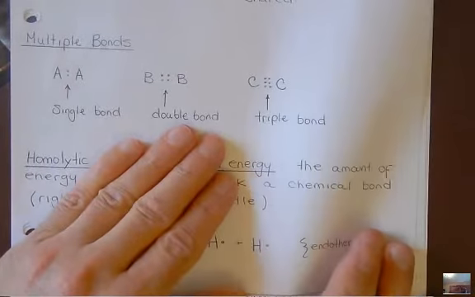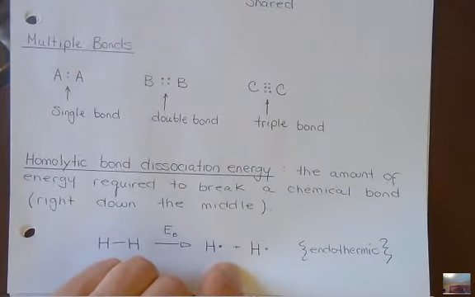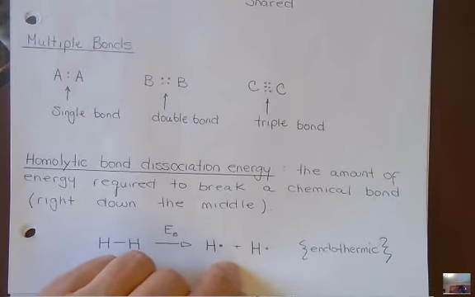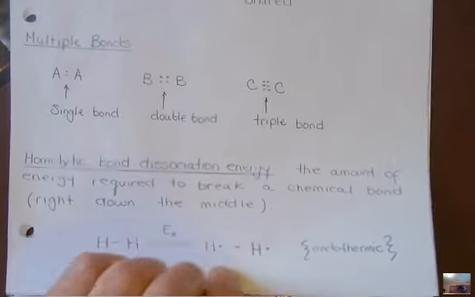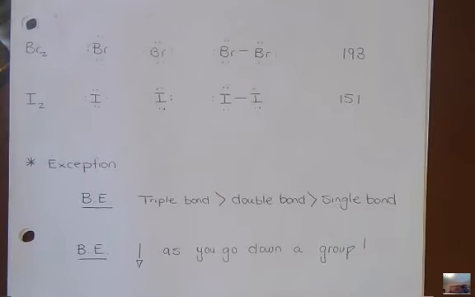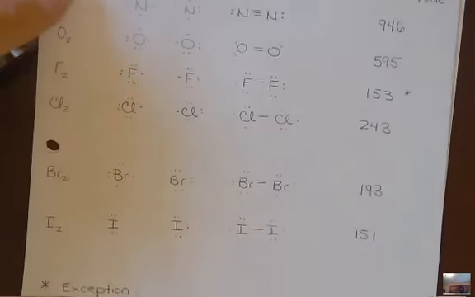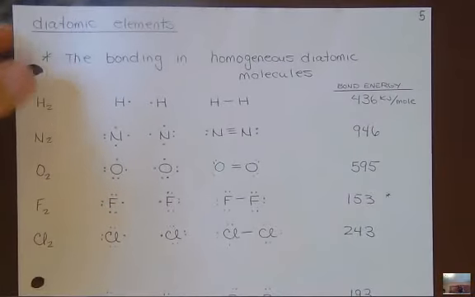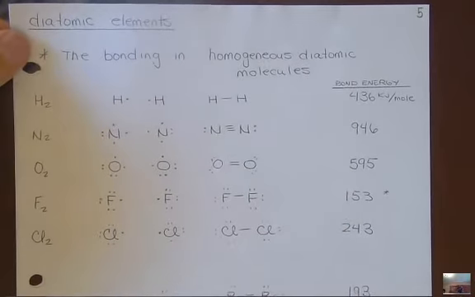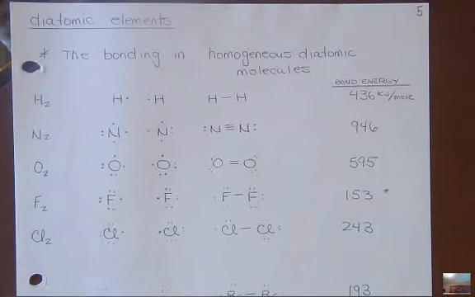Okay, so let's look at some examples, and then we'll try to rationalize why the numbers are what they are. So we're expecting all positive numbers, right? This is how much energy it takes, you have to put in from the outside to break these chemical bonds. And the bigger the number, the stronger the bonding must be. Okay, so these are examples of diatomic elements, the bonding that occurs inside homogeneous diatomic elements.